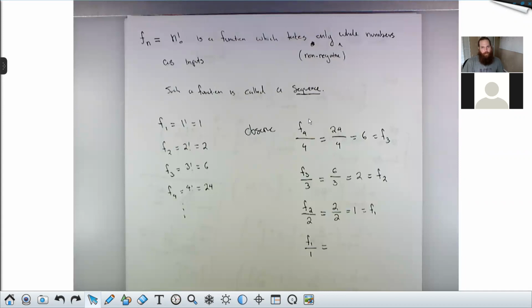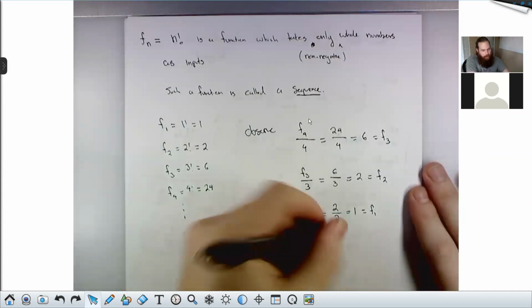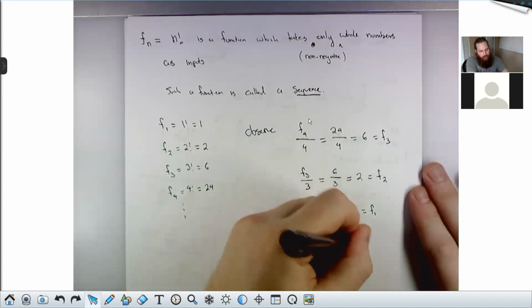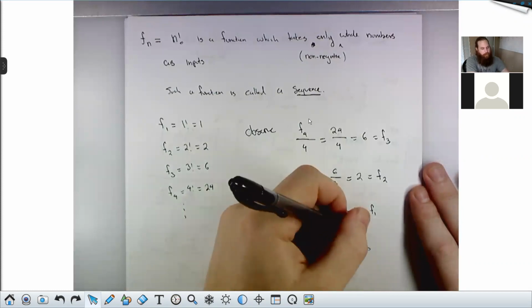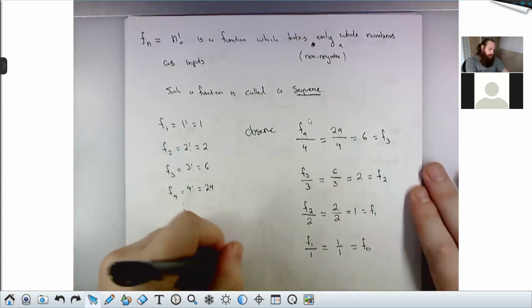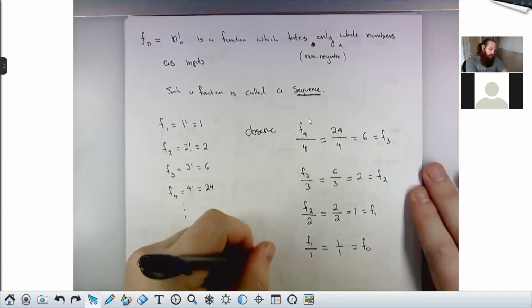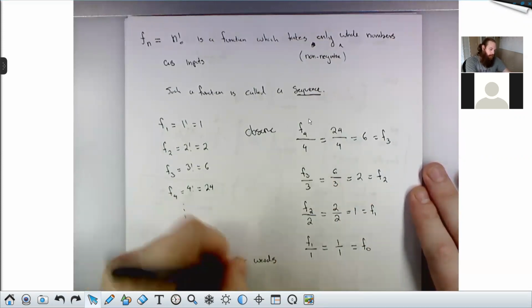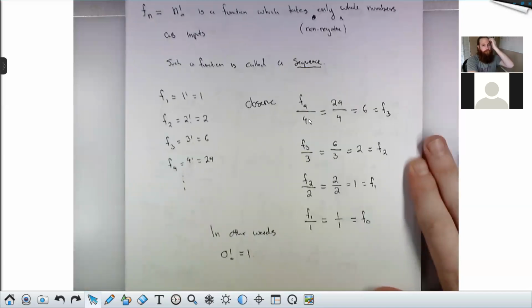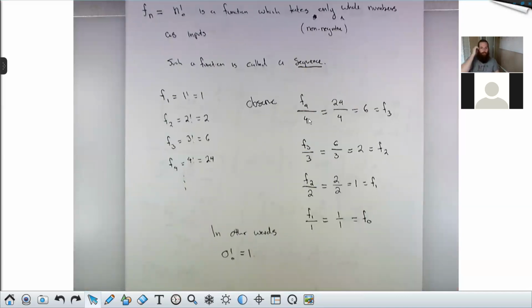Okay, good. So notice if you divide fn by n, you get fn minus 1. So f1 divided by 1, that's 1 over 1. This should be equal to f0. In other words, zero factorial is also 1. And this is something that people tend to have a hard time wrapping their heads around intuitively. There's a few other ways to think about it. But this is maybe where we'll end with this definition of a sequence.